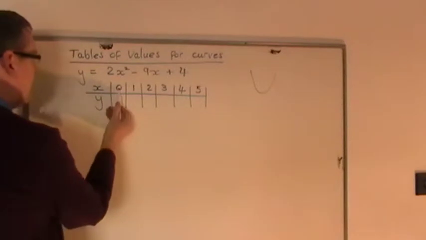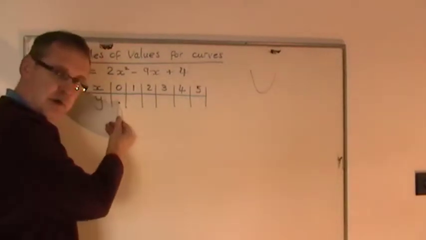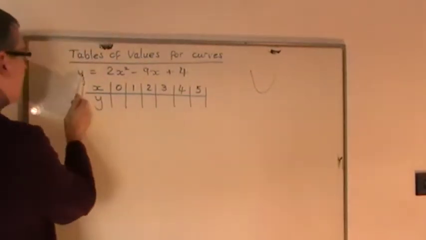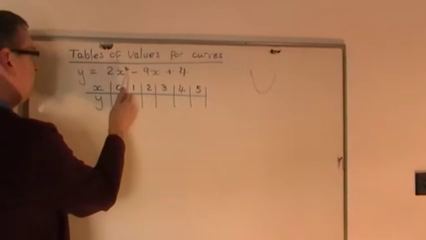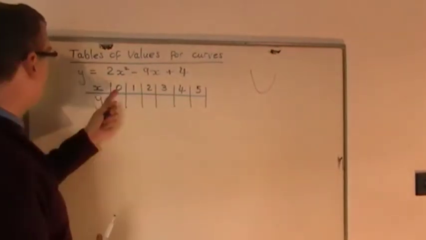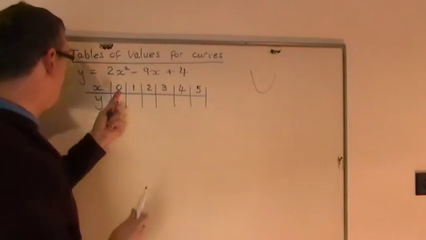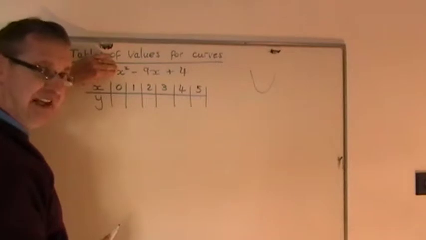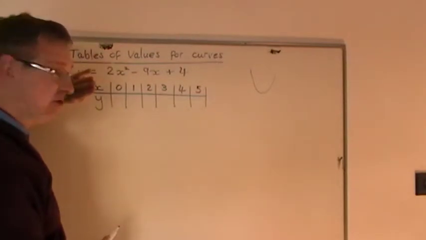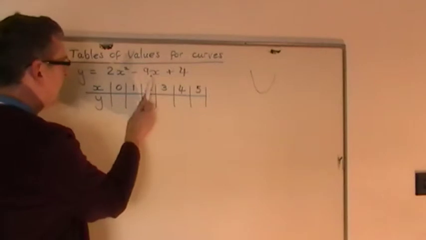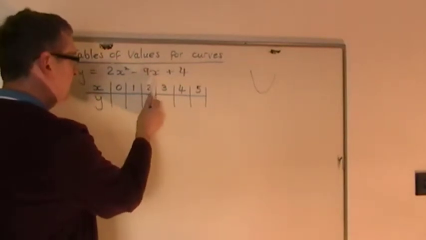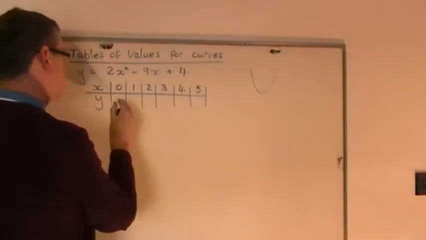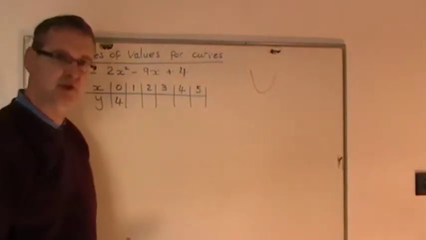What I'm going to do is say if x is 0, what's the y value to go with it? Well, you get the y value from the name of the curve, or the equation of the curve. The y value is equal to 2 lots of the x squared value. So we take the x value 0, you square it, 0 squared is 0, and then afterwards you double it, 2 noughts are 0. Take away 9 noughts. Well, 9 noughts are 0, so it's nothing, take away nothing, and then add 4. Well, that will be 4. So there's the first one.